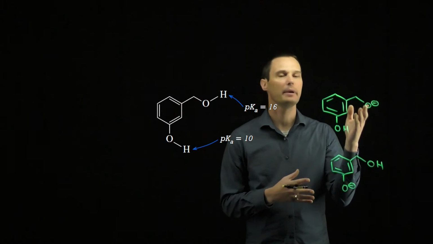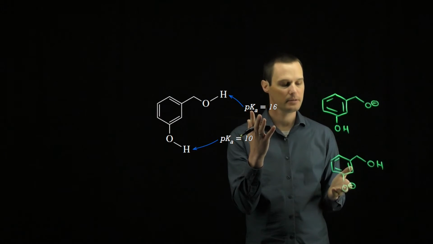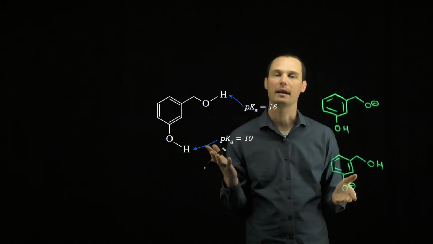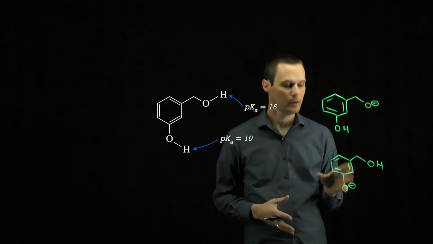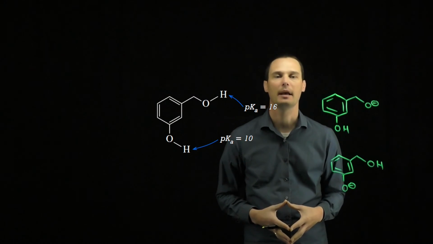The less stable base, the stronger base, has a weaker conjugate acid. The more stable base, the weaker base, has a stronger conjugate acid. Therefore, this is the stronger acid because its conjugate base can be stabilized by resonance.